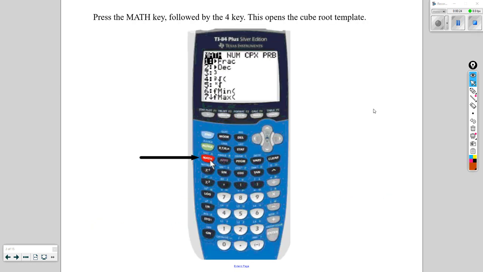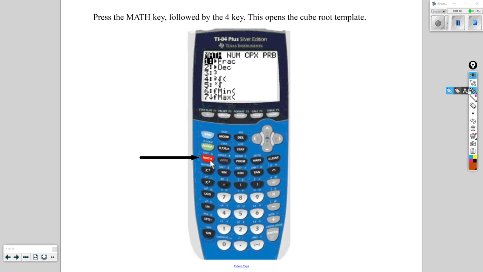Alright, first, one of the most important things in this section is we need to know how to use the calculator in order to evaluate some of these rational exponents. So if you're using a TI-84, TI-84 Plus or any other of those types of editions, you're going to press the math key, which is located by the red button, followed by the 4 key. This is going to give you a cubed root. If you wanted any other type of root, you could press 5. That's where it's got the x.